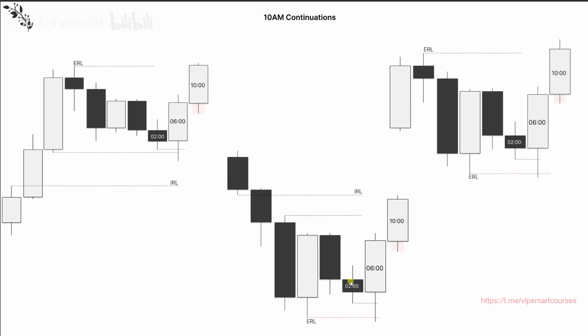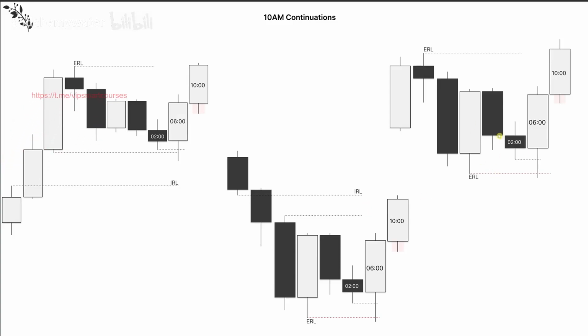Here, this example on the bottom, we have this 2 a.m. candle, which is also this failure swing to this external range low or this external range liquidity. See, price comes, manipulates both of these lows, starts to expand away, but doesn't trade into this internal range liquidity. So then we could anticipate 10 a.m. to open low and then expand towards this internal range liquidity.